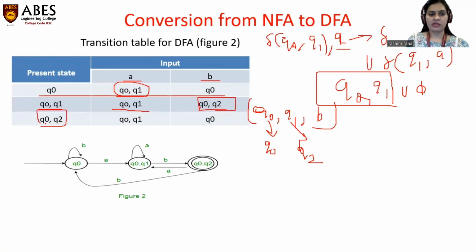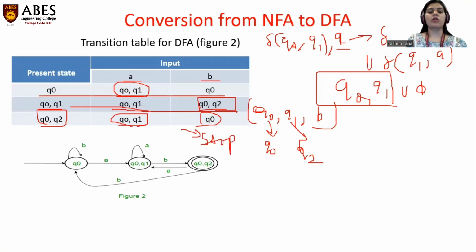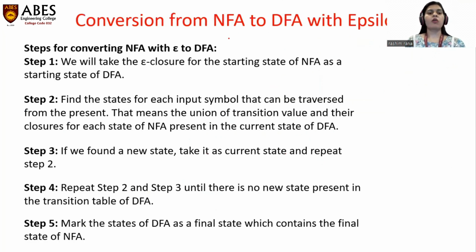Now we take that new set of states, apply input A and B, and we get these states. So Q0, Q1 and Q0 are both old states. So we have to stop here because no new state is present. Now take that transition table and draw this diagram. So this is our final DFA. This is the process for converting NFA to DFA without epsilon move. Hopefully you understand that. Now convert the NFA to DFA with epsilon.